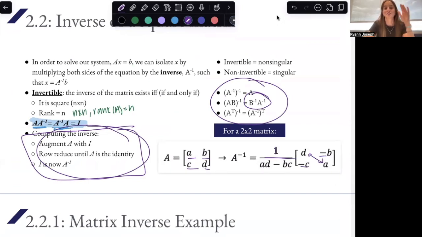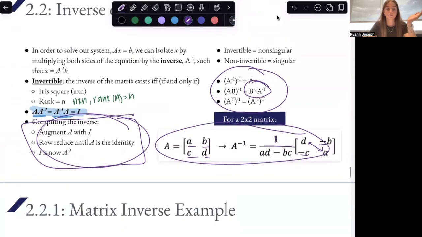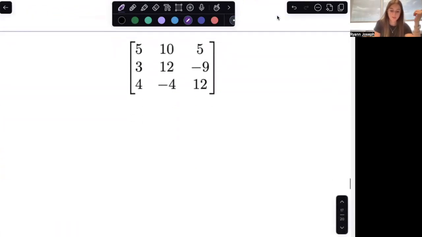And yeah, just memorize this. It's going to help you in the future a lot. So that's kind of the idea of matrices. Let's do an example. This is the matrix that we used in 2.1 for solving for the reduced echelon form. So we're going to do the same thing, following the same steps, so it should be quicker. But this time we're solving for the inverse.